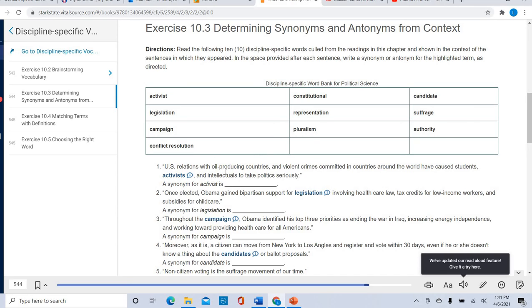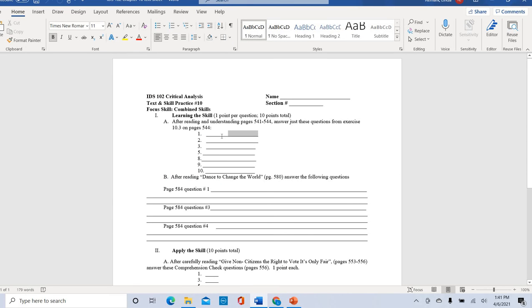So number 1 says U.S. relations with oil-producing countries and violent crimes committed in countries around the world have caused student activists and intellectuals to take politics seriously. Again, you see the word activist is in the word bank. It's not one of your answers. It wants to know a synonym for activist. So this is going back to that vocabulary chapter. What is a word that is the same or similar to the word activist? That answer is not in the word bank. An activist is someone who is for a cause, trying to make a change. So I'm going to say advocate, someone who's an advocate is an activist, someone who's for something.